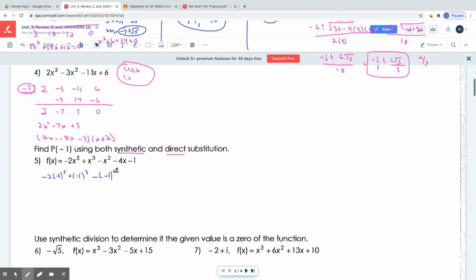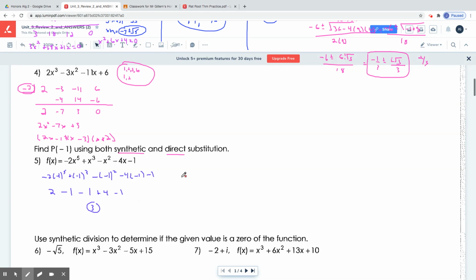And I would recommend putting the parentheses in there so you don't make any sign mistakes, especially when it's being raised to an exponent. So -1 to the 5th is -1, right? Because it's an odd power, it's still going to be negative. -1 times -2 is a +2. -1 cubed is still going to be a -1. -1 squared is a +1, but there's a negative outside, so it's -1. -4 times -1 is a +4. And then we have a -1. So we have 2 minus 1, which is 1. 1 minus 1, 0. 0 plus 4 is 4. 4 minus 1, I get a 3.